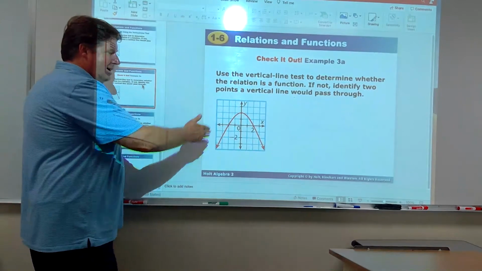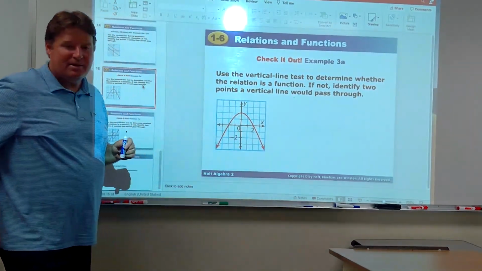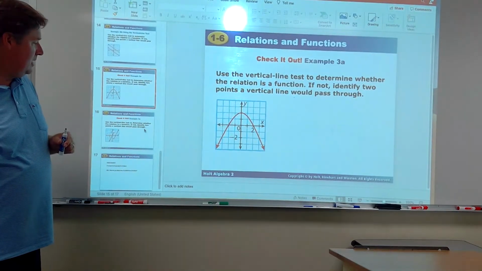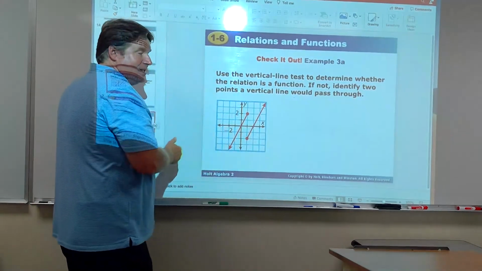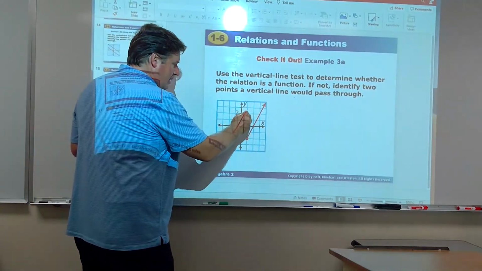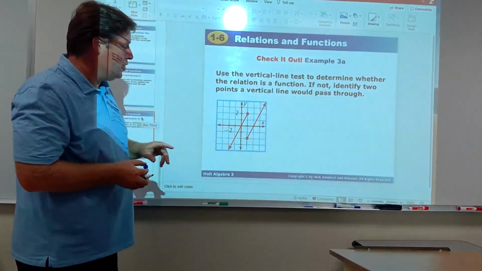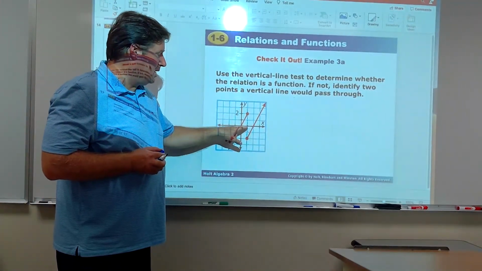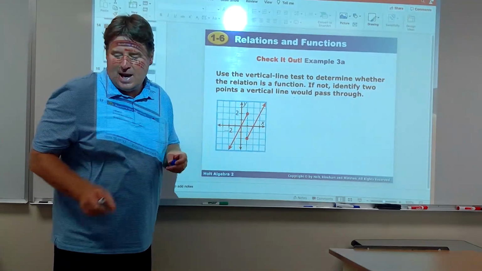This one, hi-ya. Yeah, that would pass. That's a function. Only goes through one spot. All right, and then the last one here. Okay, hi-ya. Oh, this is a tricky one. Hi-ya. Oh, there is a spot right here. That's the one spot where it hits two of those. It's when x equals 1. Because if I put a 1 in, it could be 2 or it could be -2. So this would not be a function.